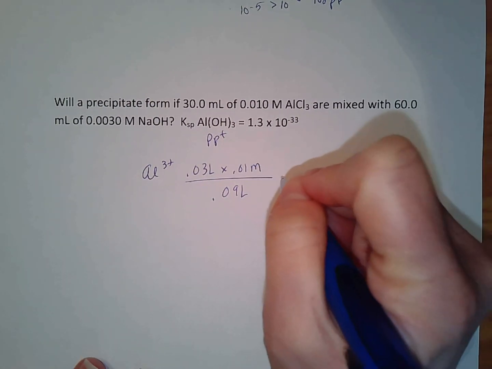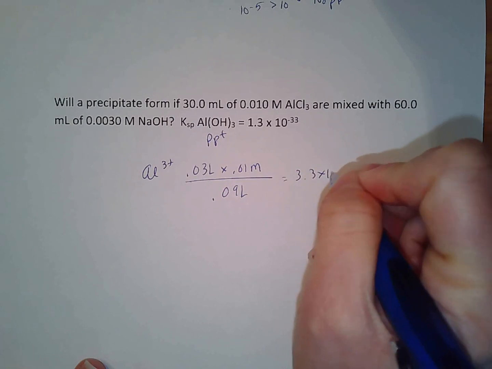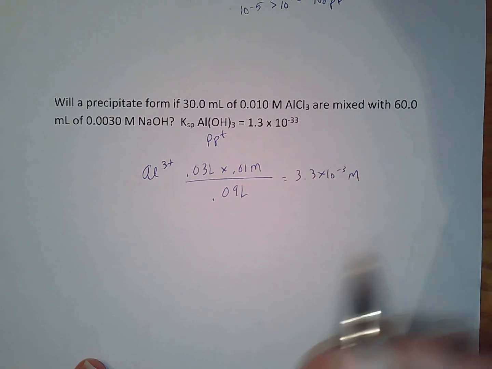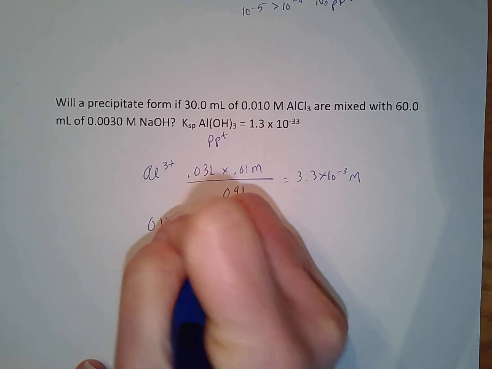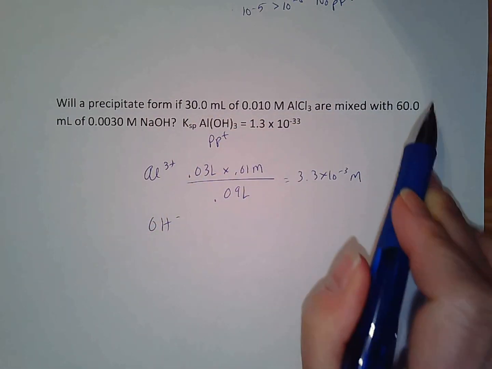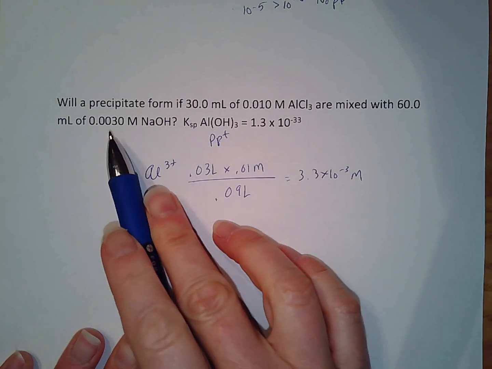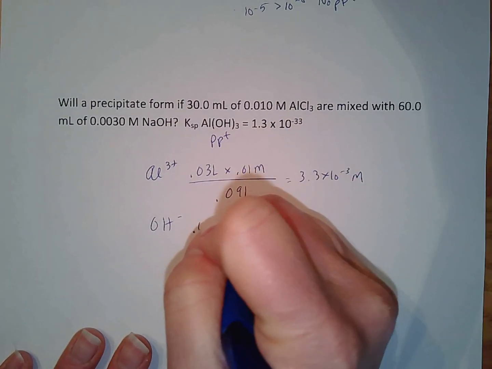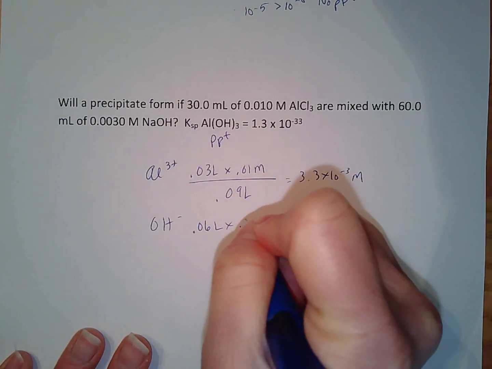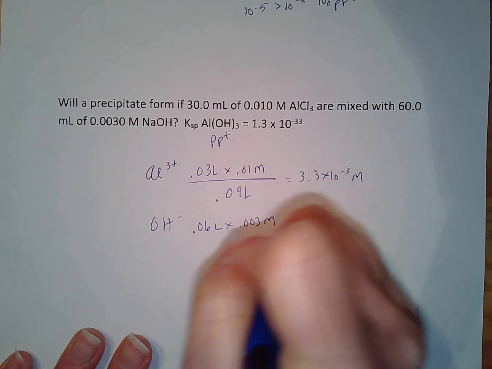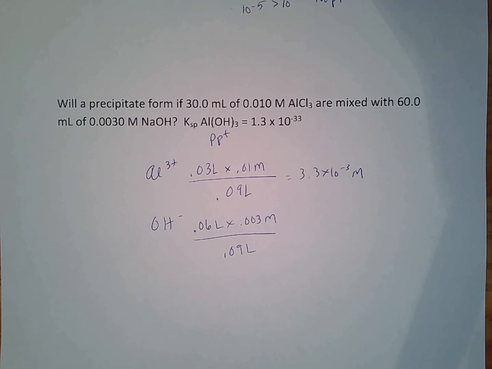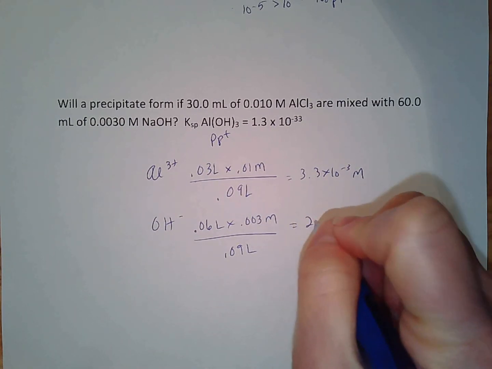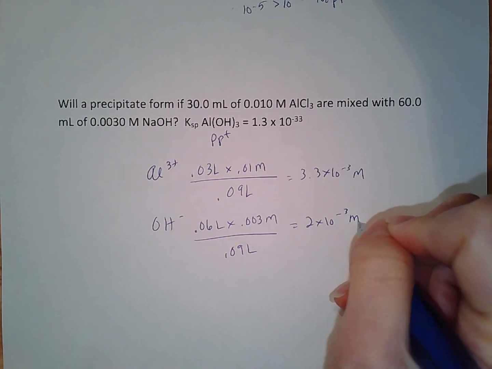So when I multiply that all out, I get 3.3 times 10 to the negative third as my molarity of my aluminum ions. Now I could do the same thing for hydroxide. So I have 60 mLs of it, and I have that concentration. So I'm going to take 0.06 liters and multiply it by 0.003 molarity. And again, the total volume is the 30 plus the 60 milliliters. So that ends up being 2 times 10 to the negative third molarity.